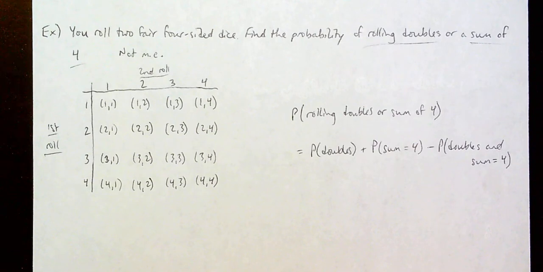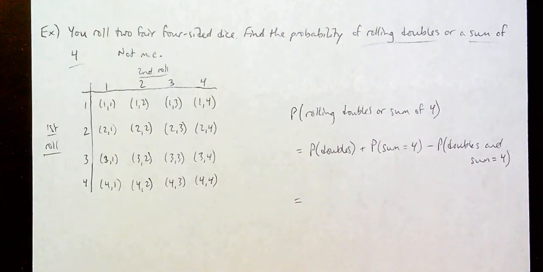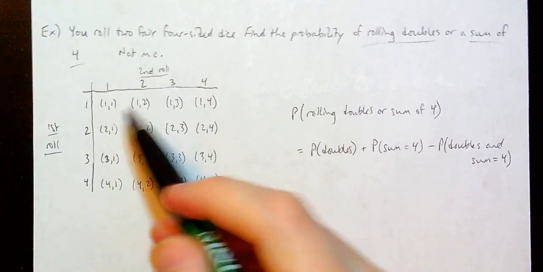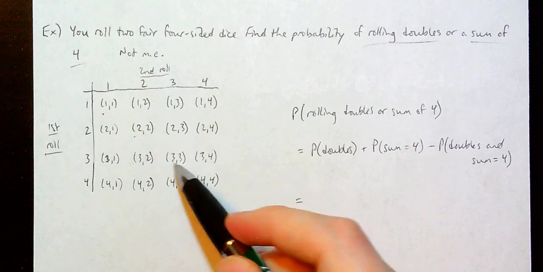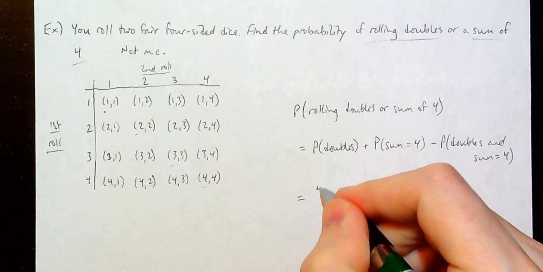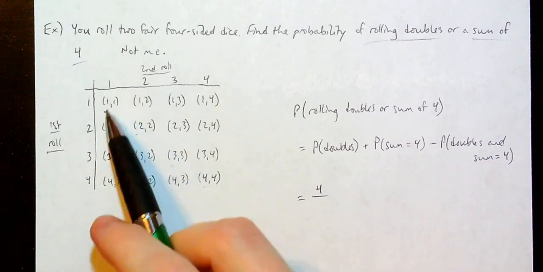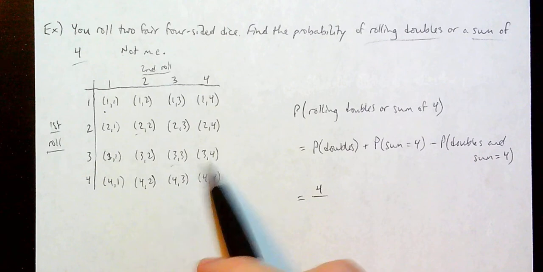So looking at our table here, what's the probability that we can roll doubles here? Well, here's a double, here's a double, here's a double, and there's a double. So there's 4 doubles out of how many different possible outcomes? 4, 8, 12, 16.